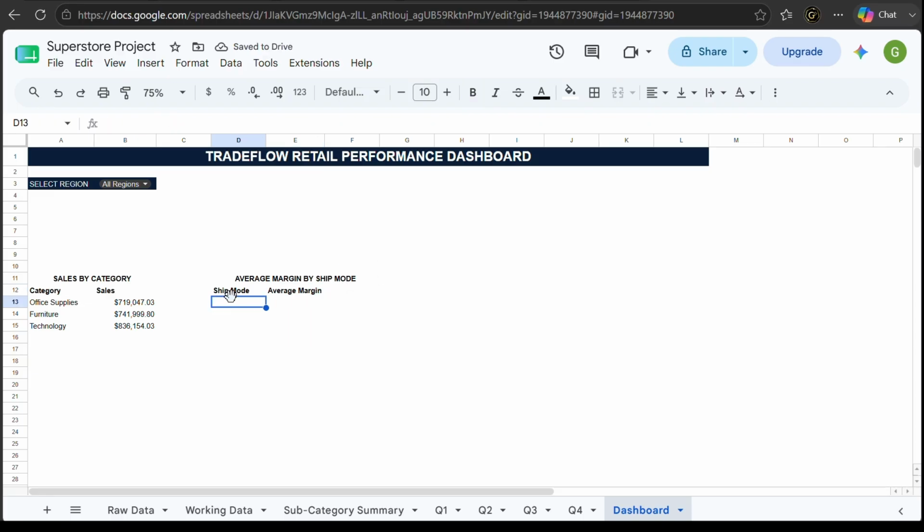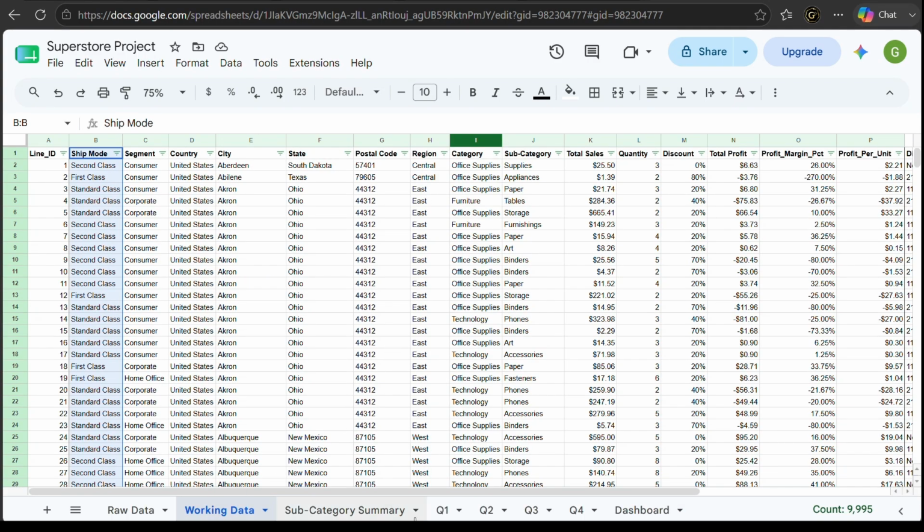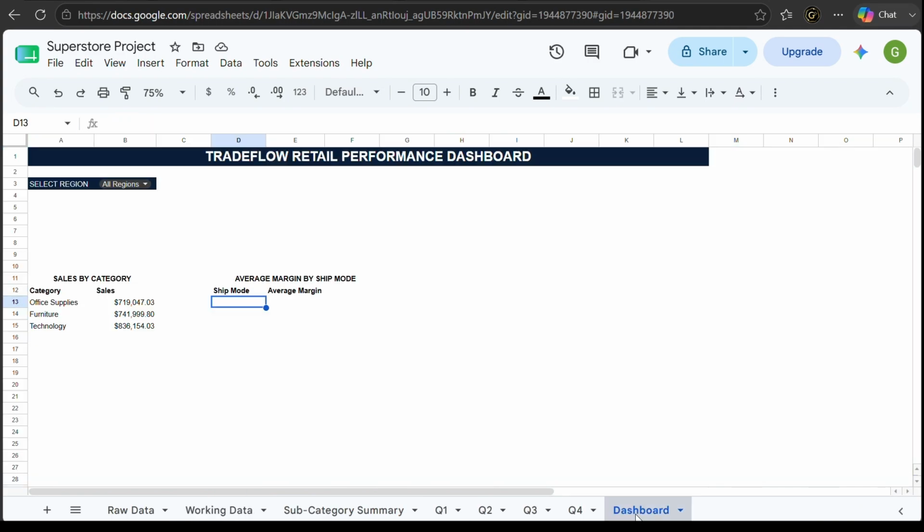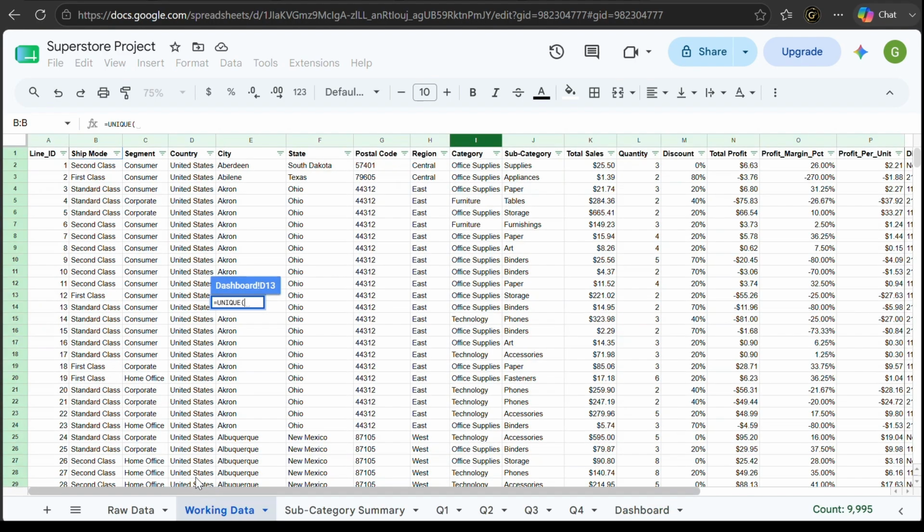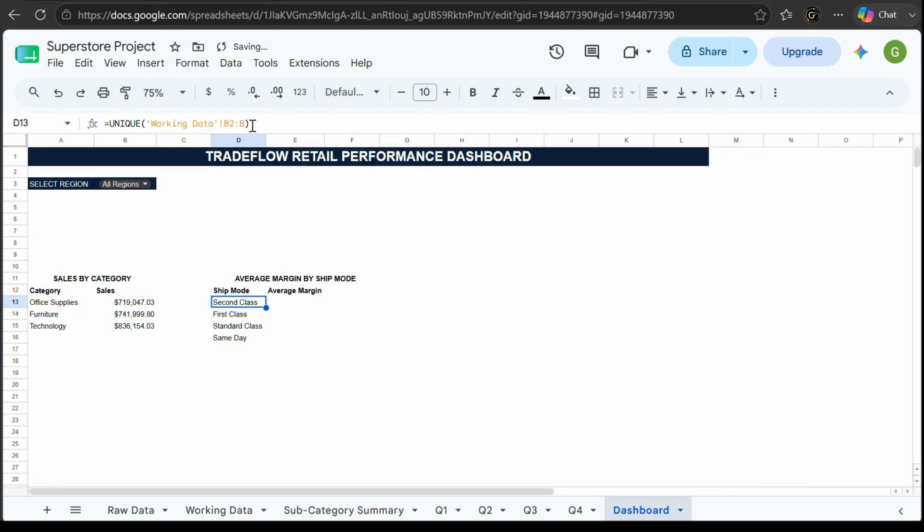So this is what is going to happen. Average margin by ship mode. Of course, I need to go and fetch out my ship mode. Okay, first let me just do this. Caps lock as usual, equals UNIQUE. Open my bracket. So I'm going to fetch out all my ship modes now. My ship mode is column B here. So I'm just going to come here and put 2, because I want to start fetching from the second one and downwards. So I'll just press enter.